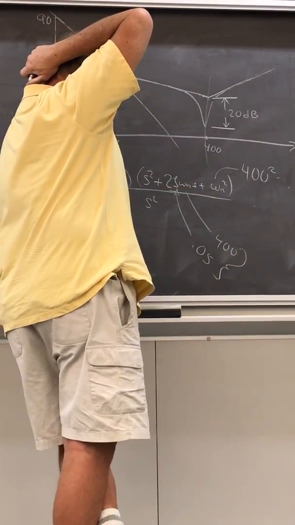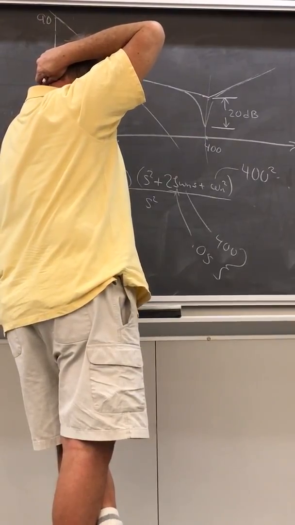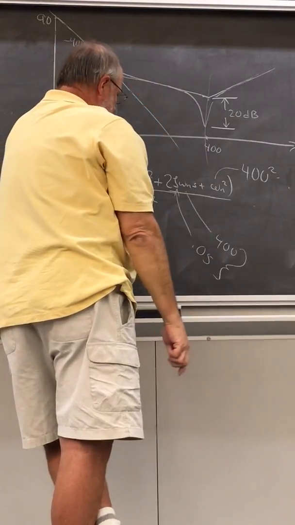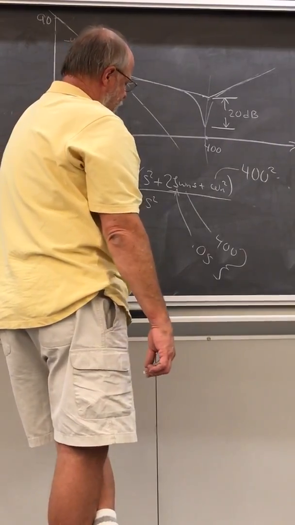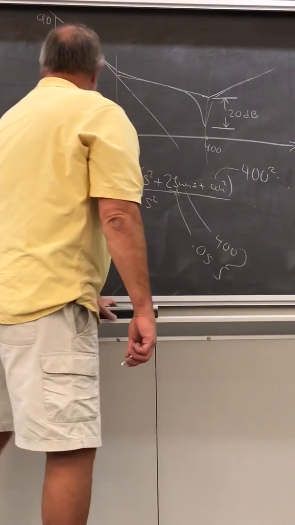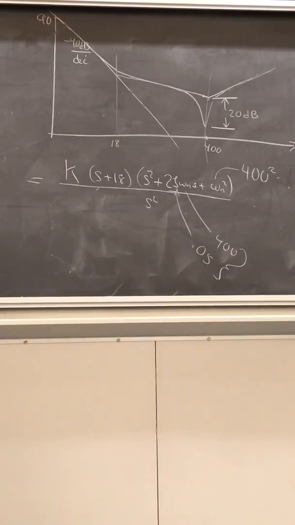Let's see, 0.5 times 400 would be 200. So it's 2, 20. 2 times 2, so 4. What? Should be 40. It'd be 40. 40? Well, yeah, 2 times 0.05 is 0.1. Okay, great, okay, got it. So it is K times S plus 18, S squared plus 40S plus 400 squared, all divided by S squared.